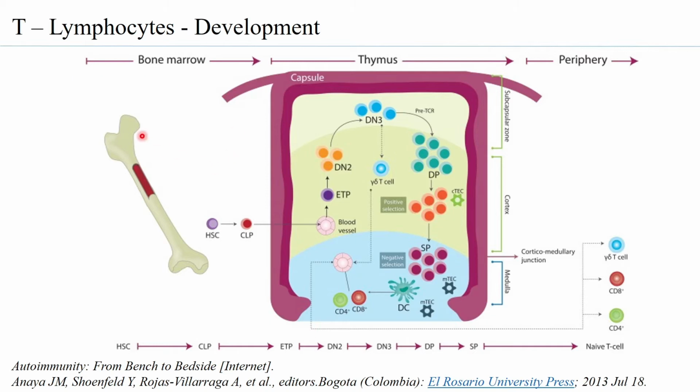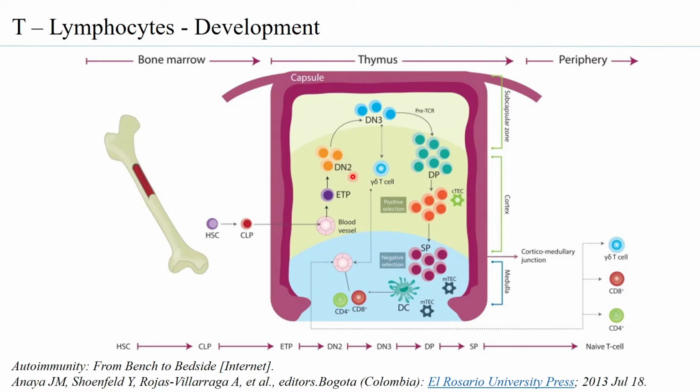Now, when you look at the development of T lymphocytes, the T lymphocytes develop from hematopoietic stem cells. These get differentiated into what are called common lymphoid progenitors, and this happens in the bone marrow. From the bone marrow, the common lymphoid progenitor is transported to the thymus gland. Within the thymus gland, what is formed is the early thymic progenitor, and this then gets differentiated into what are called double negative pre-T cells.